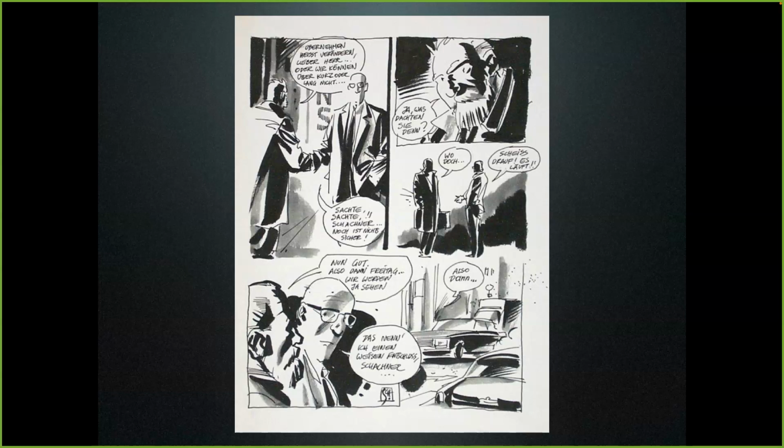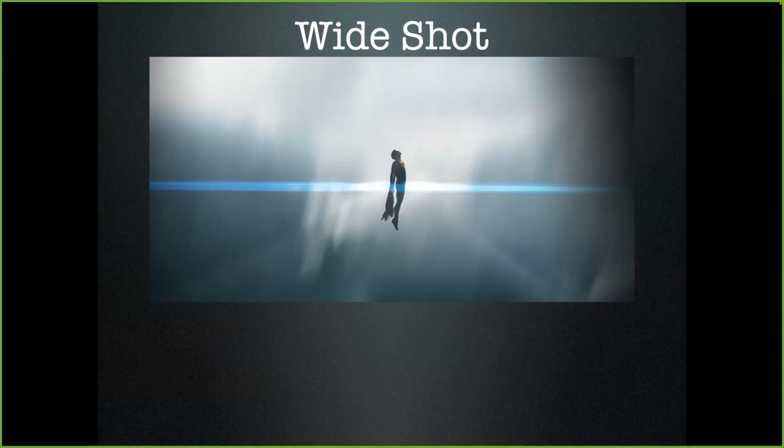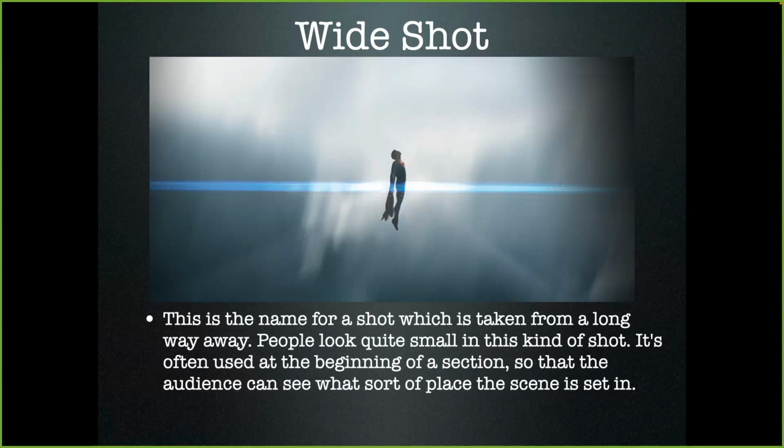So let's talk about shots, because I keep using words like shot. What does shot mean? There are different kinds of shots. This is what we call a wide shot. Here we have Superman in a tractor beam, and he looks like he's in trouble, doesn't he? A wide shot is taken from a long way away, so people look quite small, and we see a lot of what's going on in the outside scene. Everything we want to see is happening all the way around, so the audience can see what sort of place the scene is in, and we can get an emotional context.